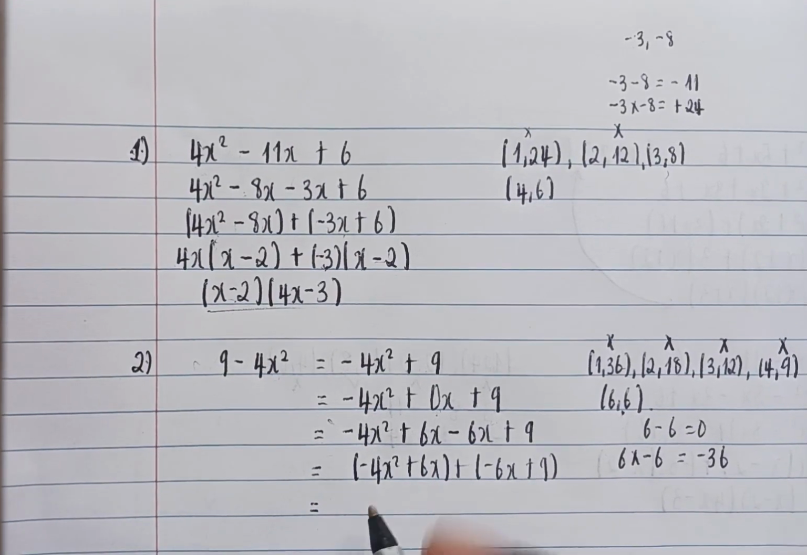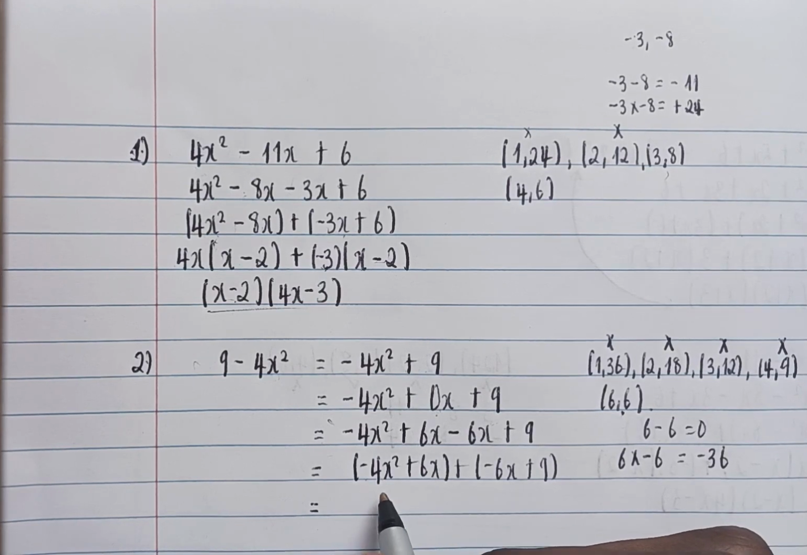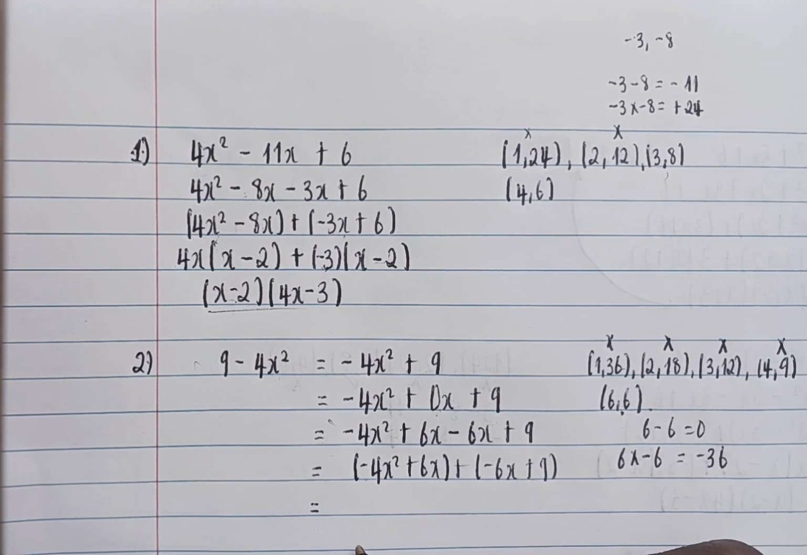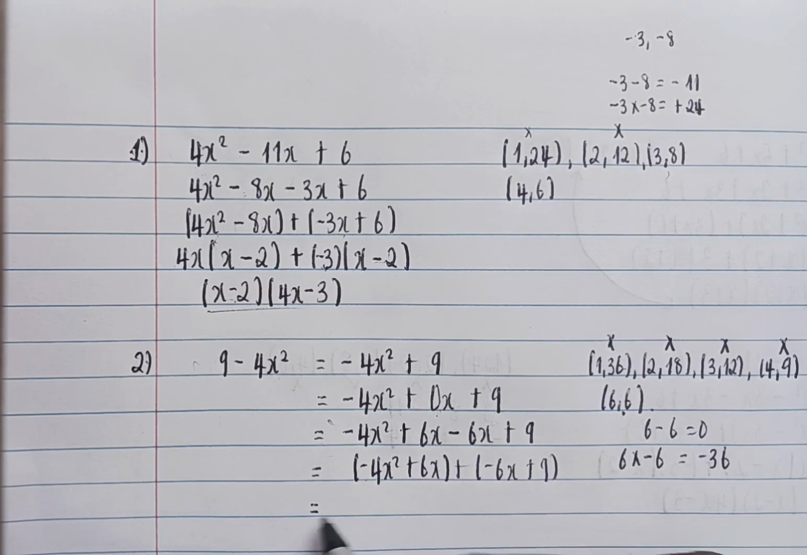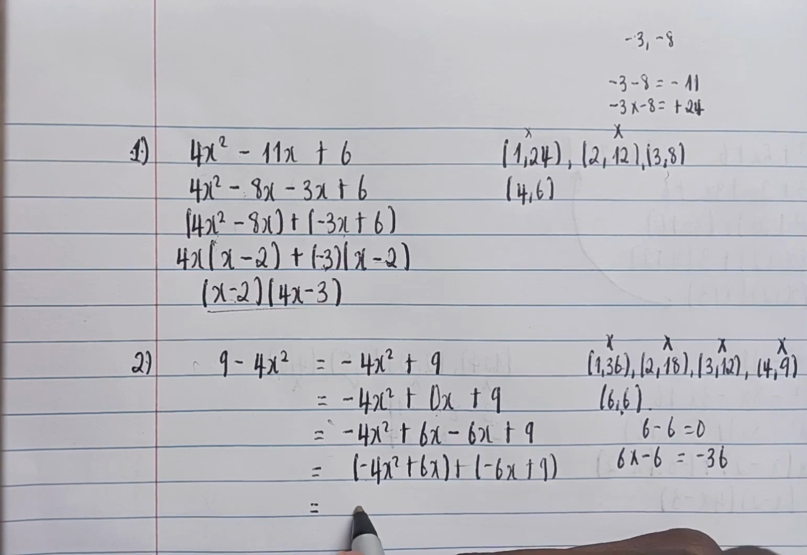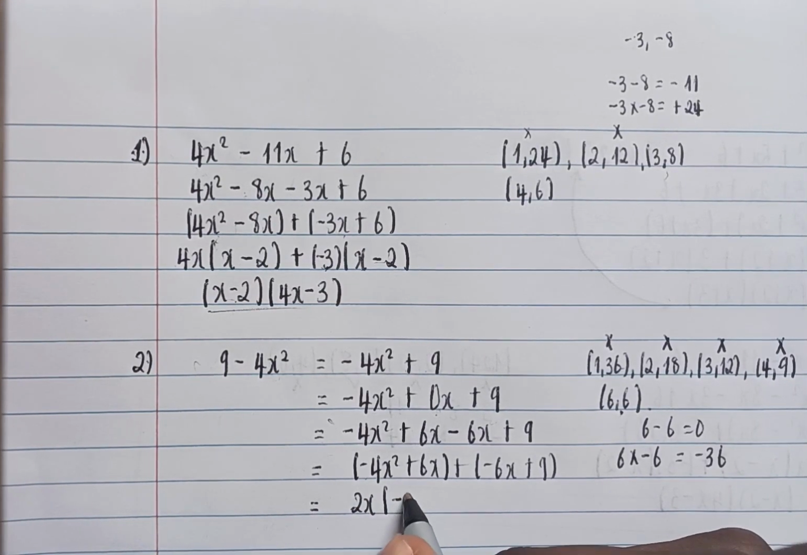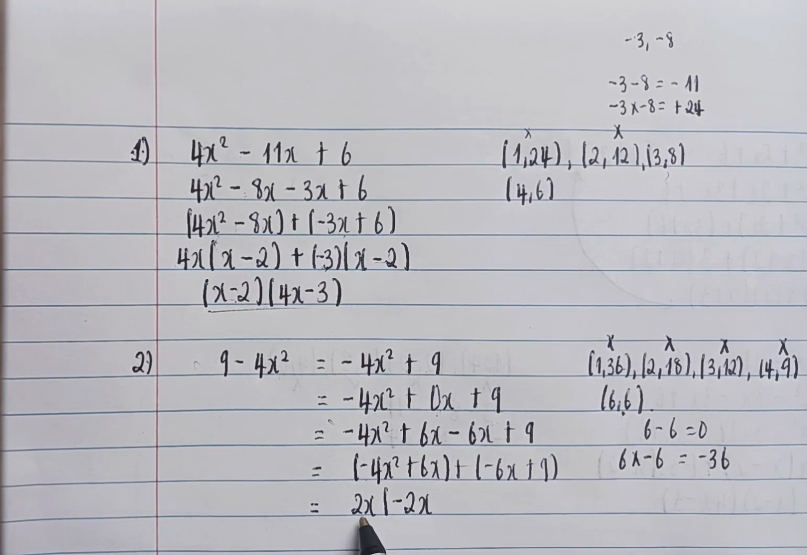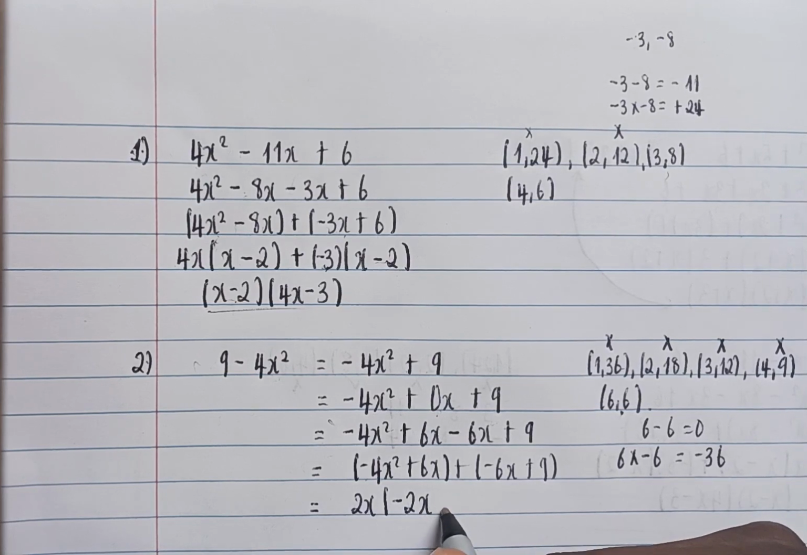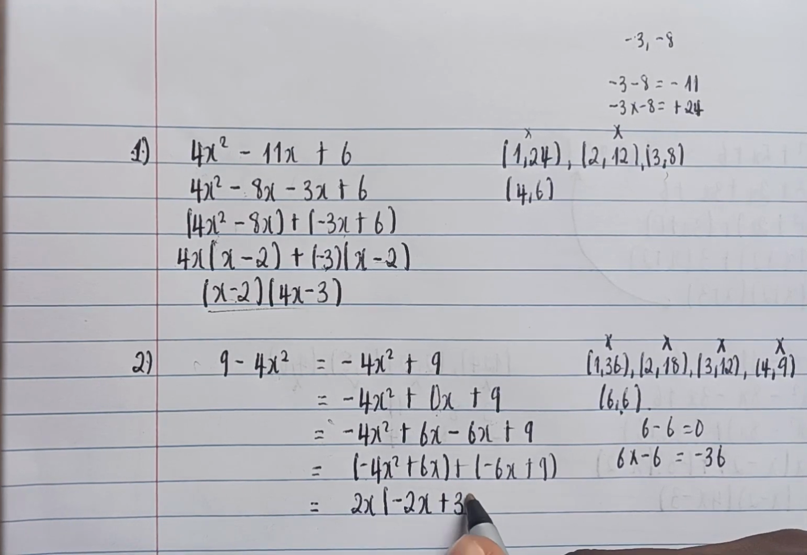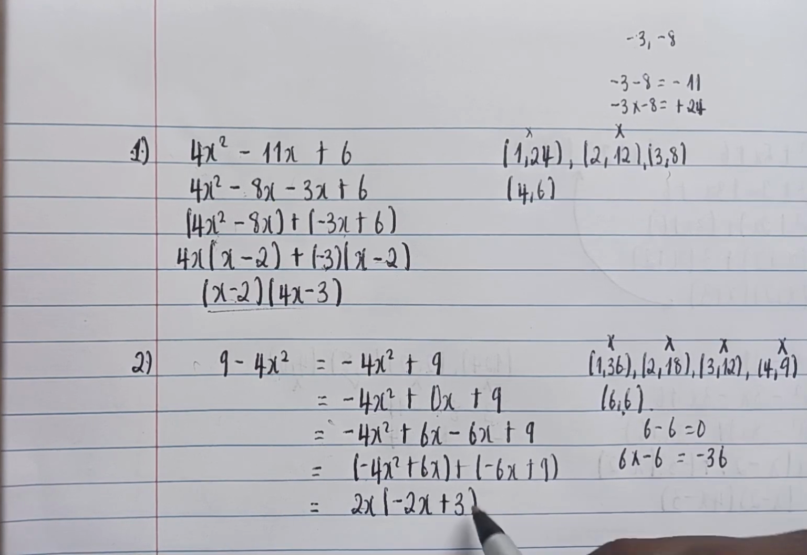I look for common factors between the two expressions, and it is that 2 and x can go. So here I factor out 2x. I'll have 2x outside, and inside I have minus 2x. Notice that when I multiply back, 2x times minus 2x gives minus 4x squared. And I have plus 3 here. Notice that 2x times 3 gives 6x.